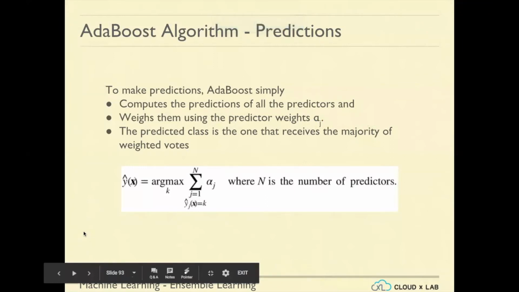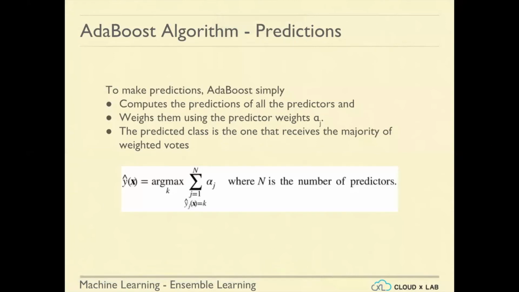So basically, this is how the AdaBoost does the prediction. The only thing that needs to be clarified is whether it's the soft voting or hard voting. That's what we need to do.